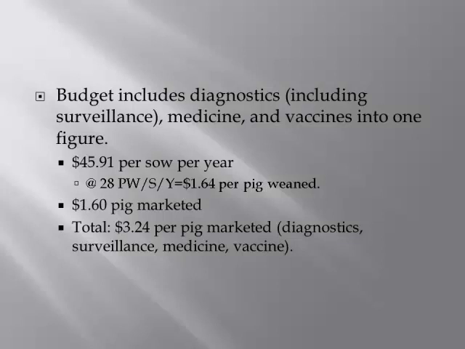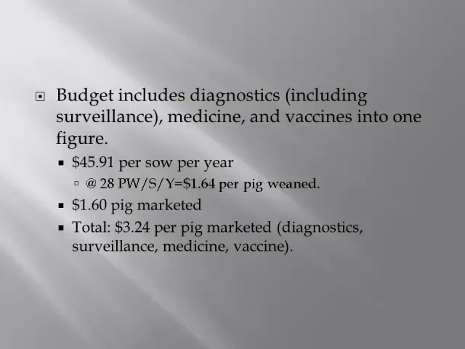$45.91 per sow per year. That sounds like a lot, but in this case, it's diagnostics, surveillance, medicine, and vaccines all wrapped into one. So that's a big number. $45.91 per sow per year.